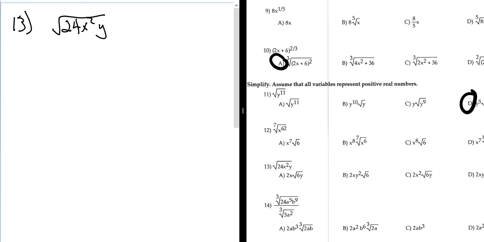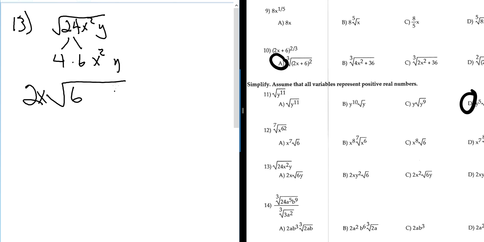Number 13, square root of 24x squared y. So it looks like I've got 24. I'm going to go with a square root. So how about 4 times 6, and then times x squared. And the y I only have 1 left. So doing this problem, the square root of 4 is 2, so that comes outside. 6 stays. The square root of x squared is x, that comes out, and this y stays inside. So this would be my final answer for number 13, and it looks like it's going to be A.